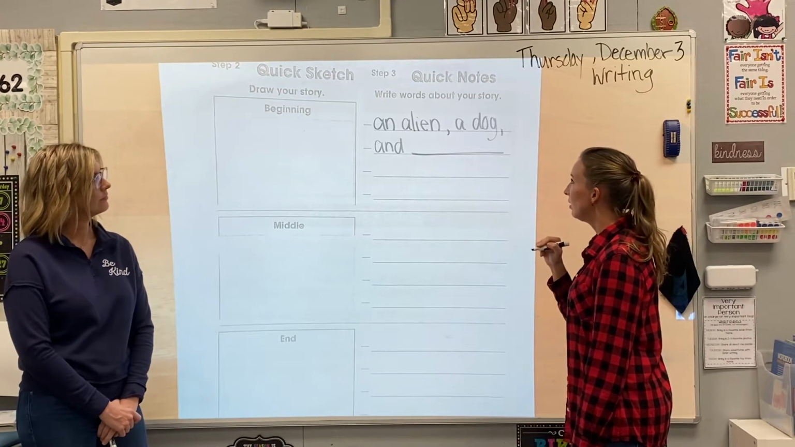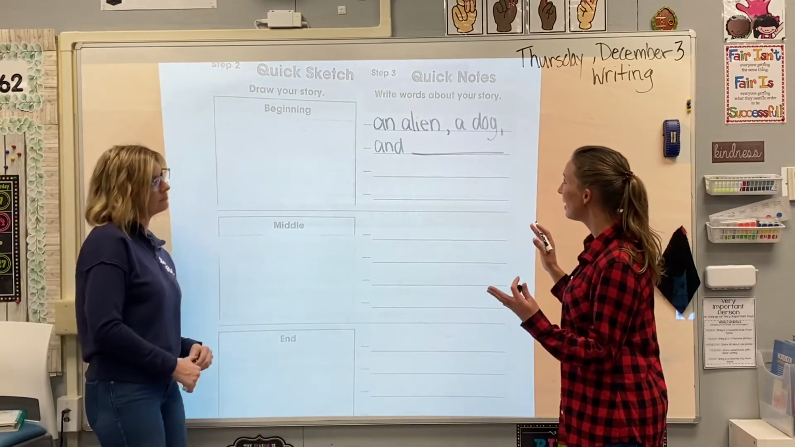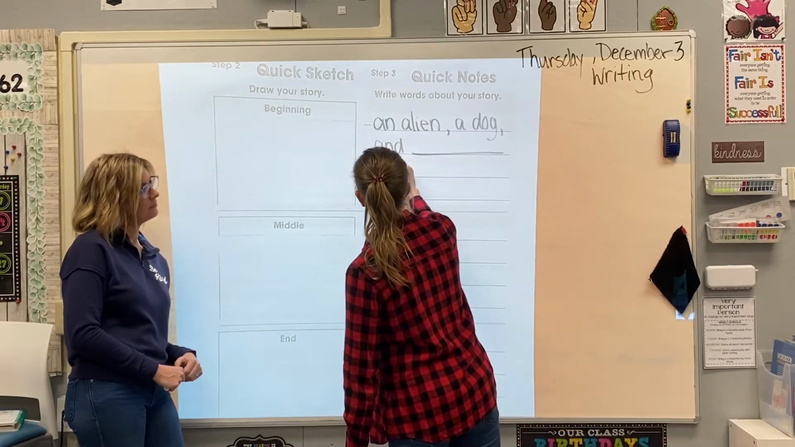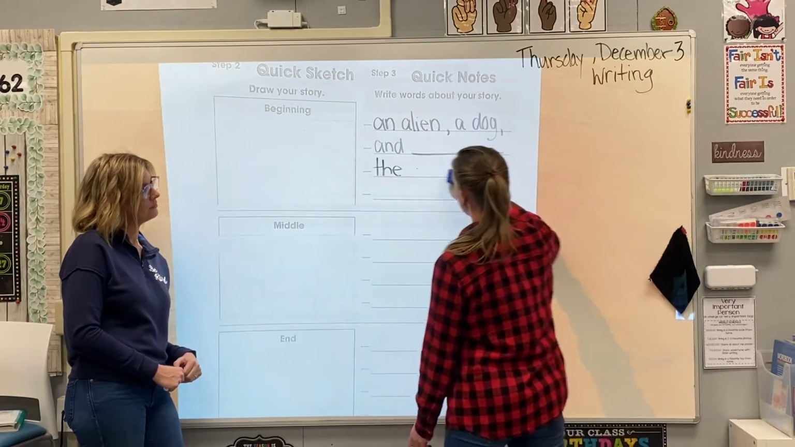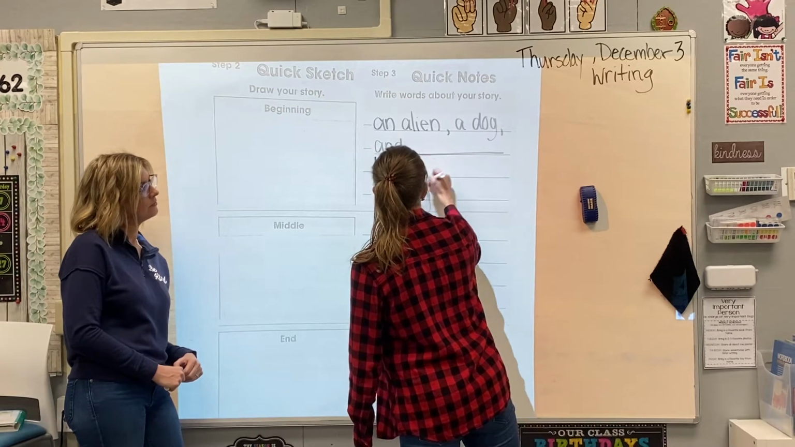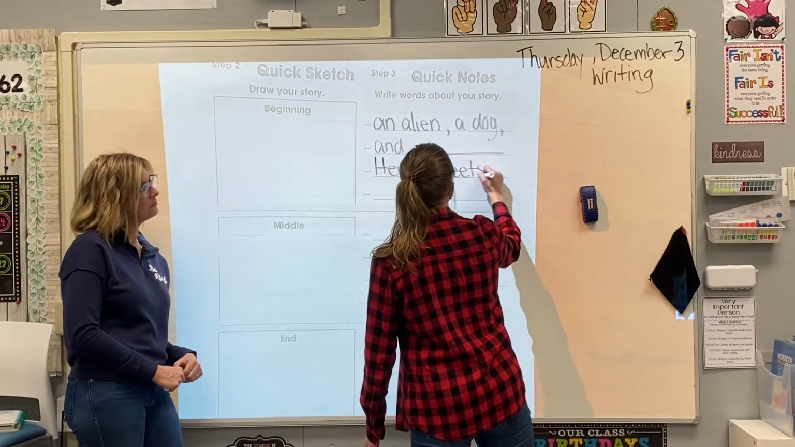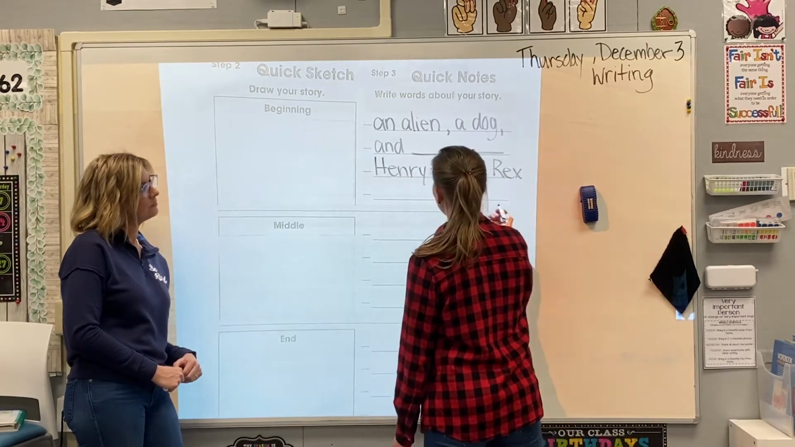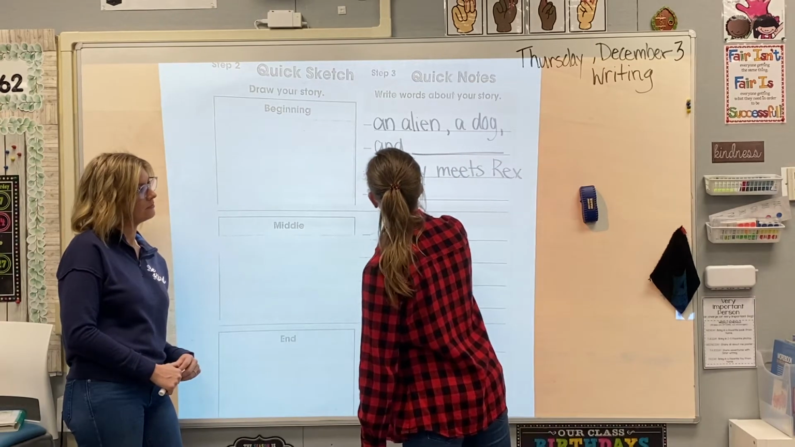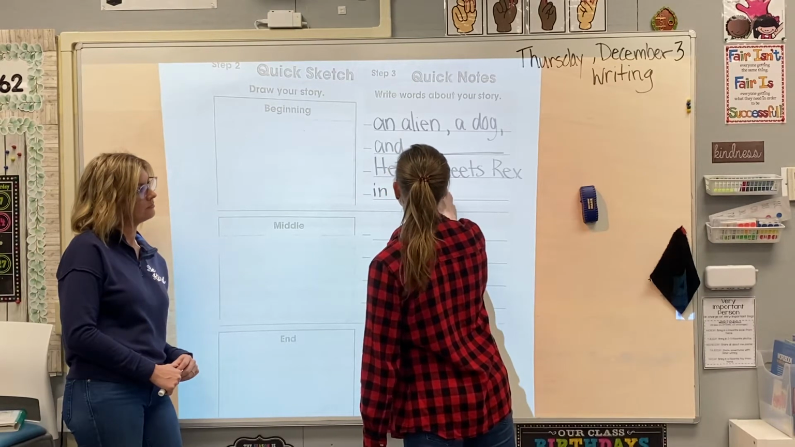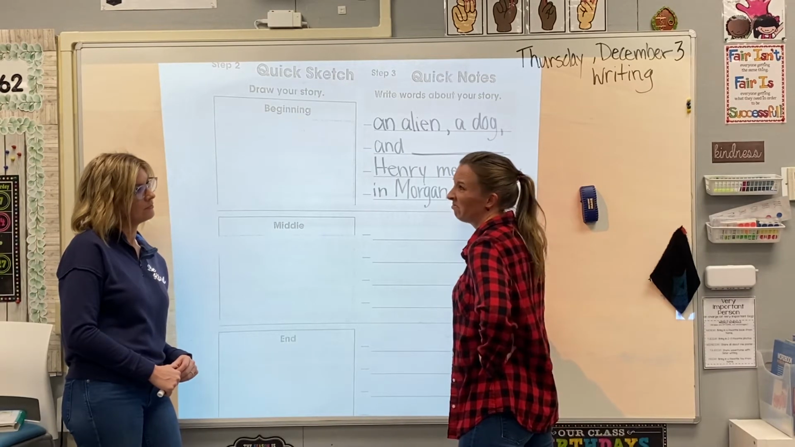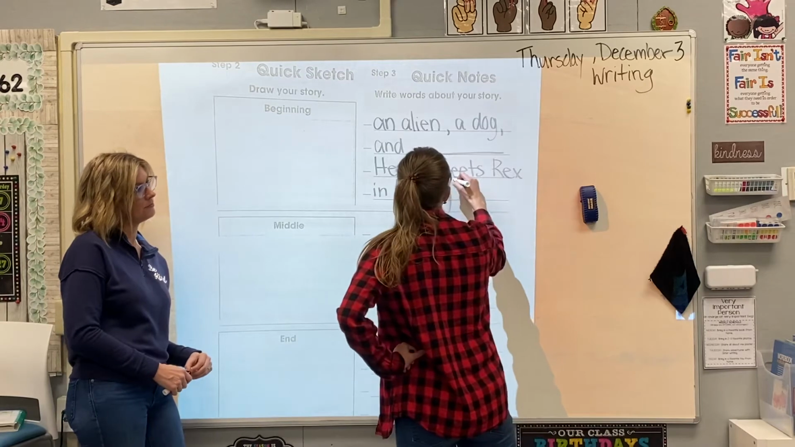I know that the alien, I'm thinking maybe meets the dog. So we could write, you know what? I'm going to use his name because Henry is his name, right? So I could write Henry meets Rex. And we need a setting. We need a town, or how about Morgan Hill? Well, I don't want to use Morgan Hill because that's a real place. What do you think? How about Morgan Mountain? Yeah. Sure. All right. So they meet in Morgan Mountain.